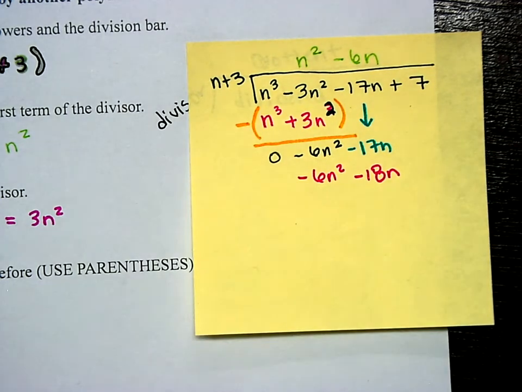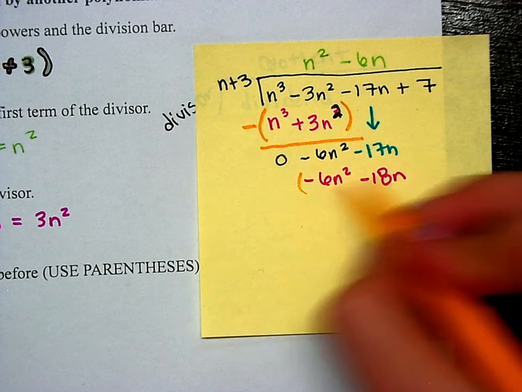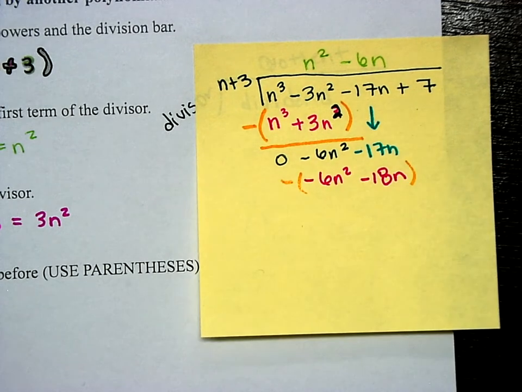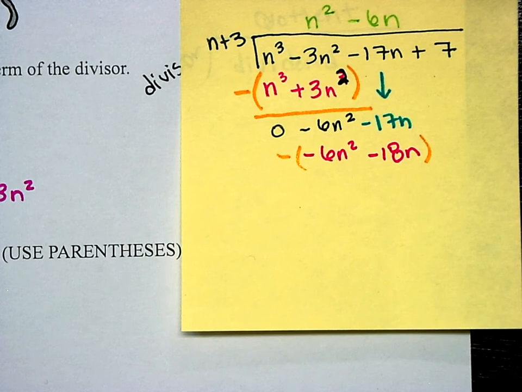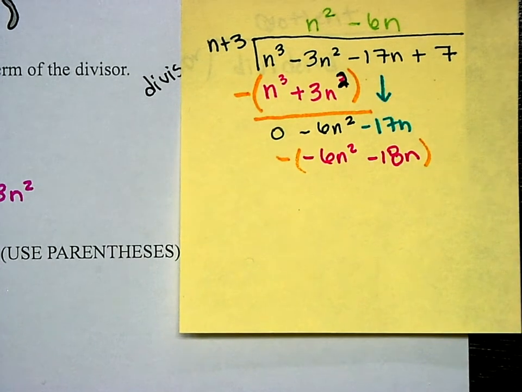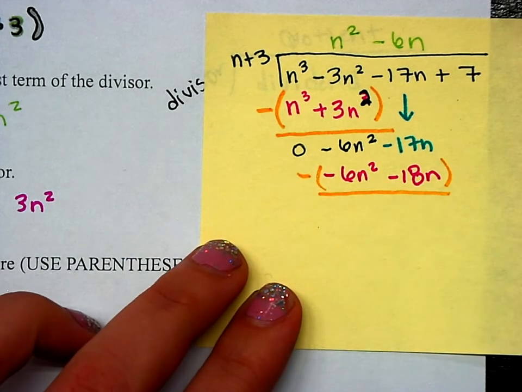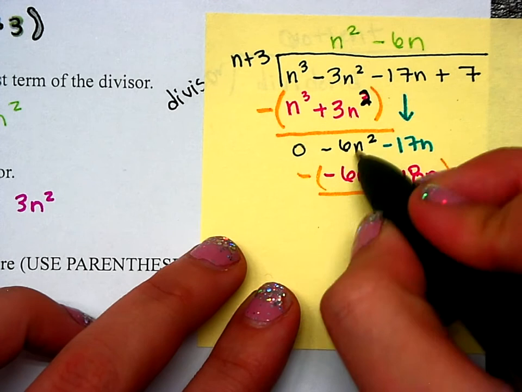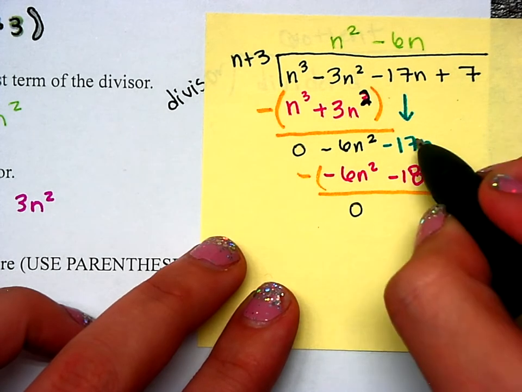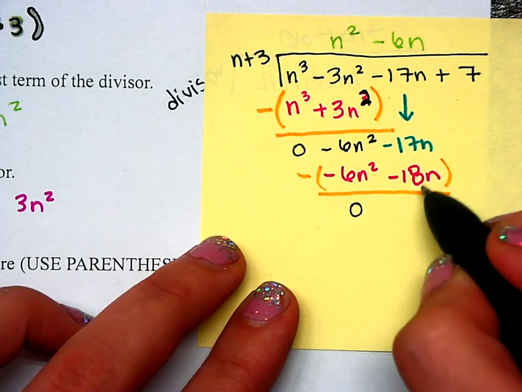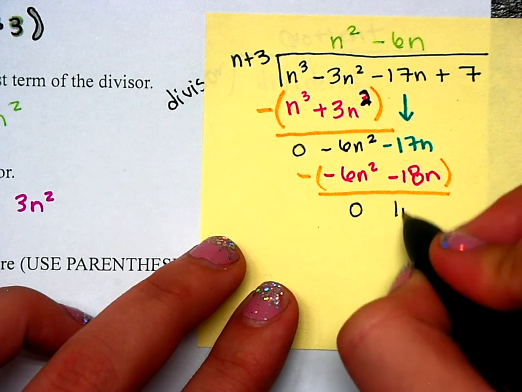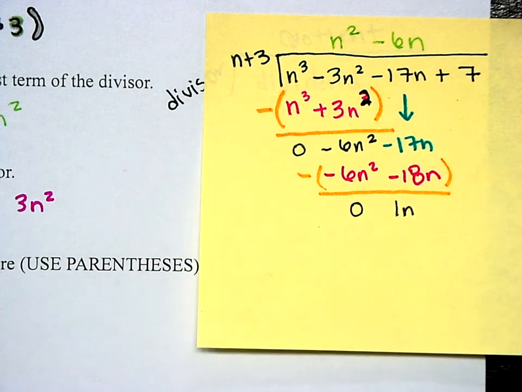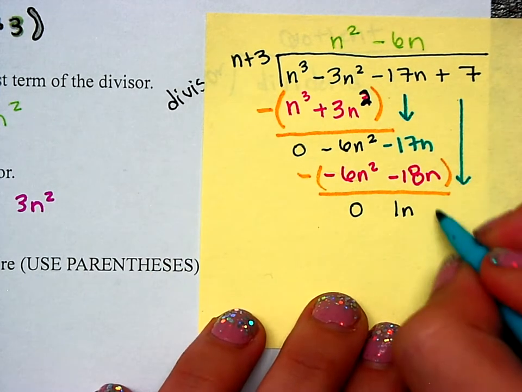My last step of those three is to subtract. Don't forget your parentheses. And we'll see what we get. Okay, so I'll write my bar in yellow just so I'm staying consistent. These are going to cancel, so I have 0. And then when I do negative 17n plus 18n, that's going to give me positive 1n. And the last step is to bring down and repeat.